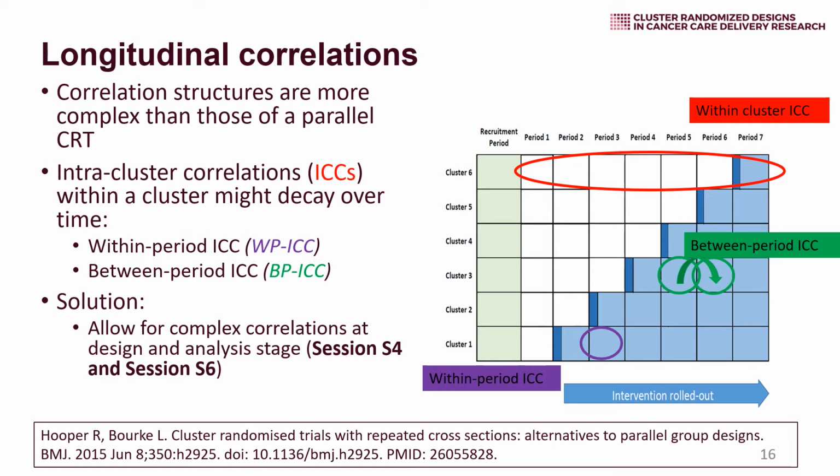These correlations are important both at the design and the analysis stage of stepped wedge trials, and in session 4 and session 6, we will look at this in a lot more detail. But this is the second methodological complexity that arises within a stepped wedge trial. It's no longer sufficient to think about a simple correlation structure, a single ICC, but rather it's important to break down those correlations and allow for the fact that observations within the same cluster period are likely to be more highly correlated compared to observations within different cluster periods.